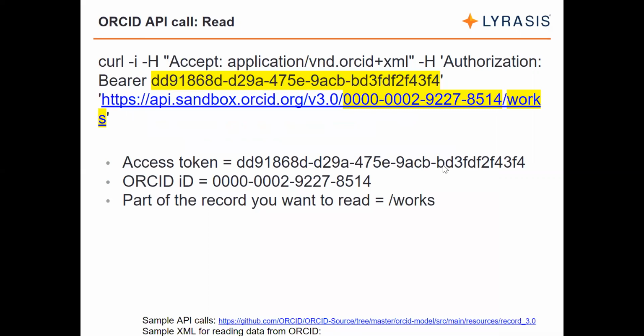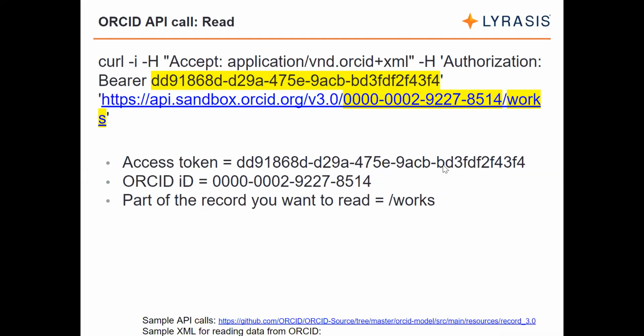But just to give you a little bit of additional context, this is what an example API call would look like using curl in the command line to read works from ORCID. And so it would look something like this. You'd have some header information as well as the person's access token. So I've got that access token highlighted there. The access token, if you remember from a few slides back, would have been collected during the OAuth process. So you would have that in your database on the back end.